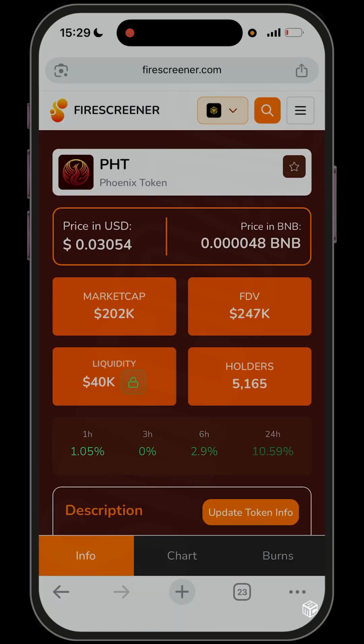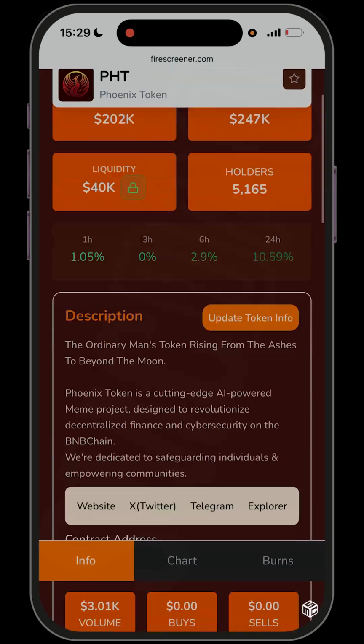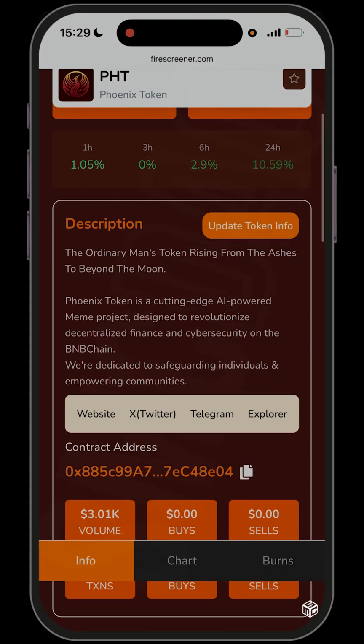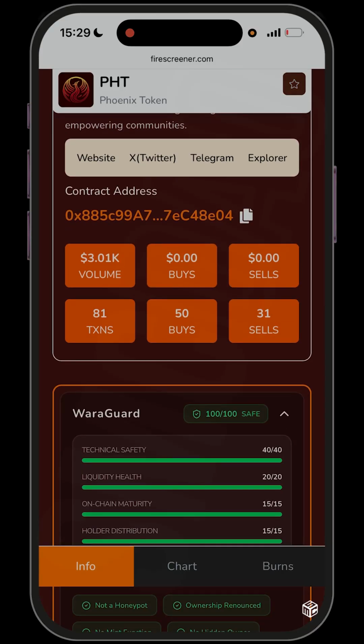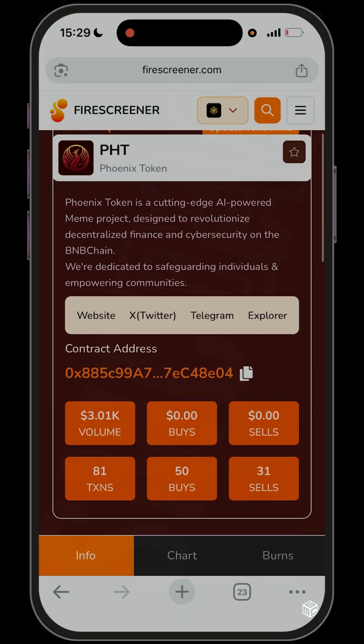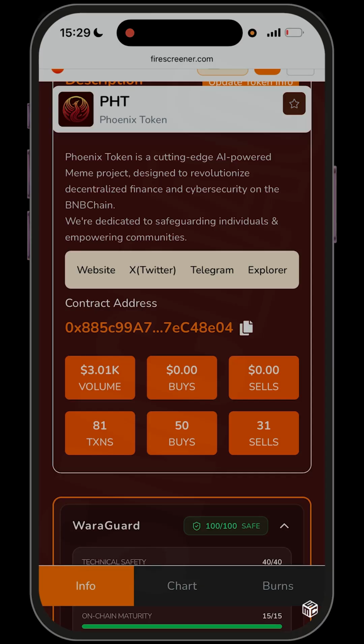Phoenix Token is cheap, still cheap. You could still get in while you're early. Remember, this is not financial advice, all right? And you could check the volume, the buys and sells. So far, 50 buys, 31 sells, 81 transactions.